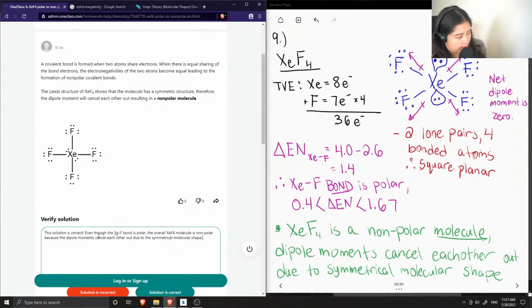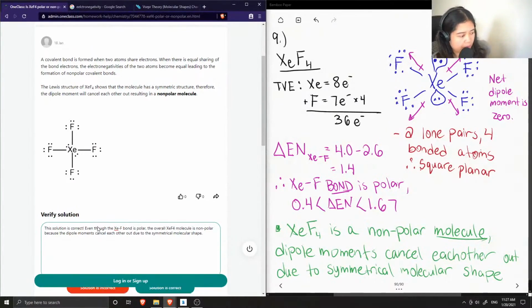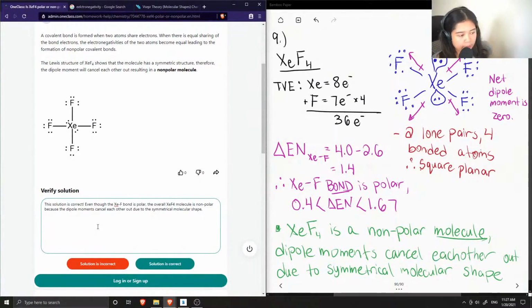Okay, so I said the solution is correct. Even though the xenon-fluorine bond is polar, the overall molecule is nonpolar because the dipole moments cancel each other out due to the symmetrical molecular shape.